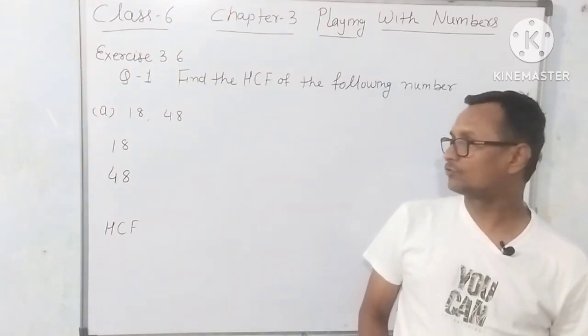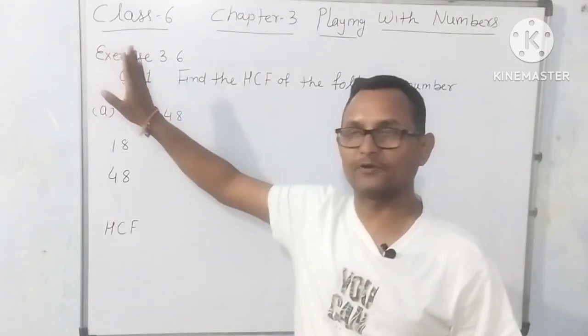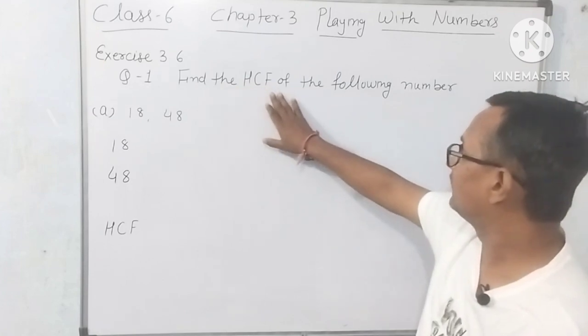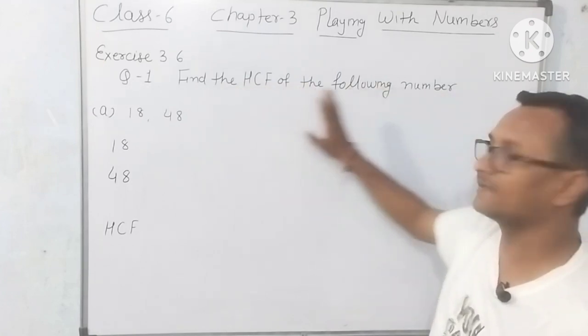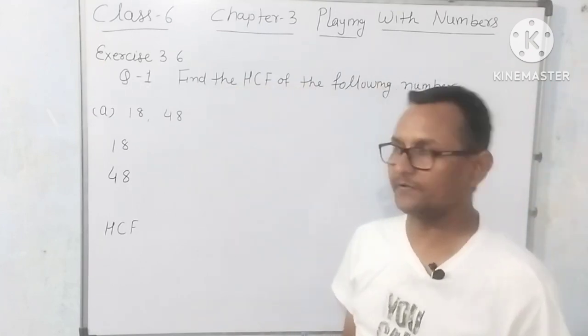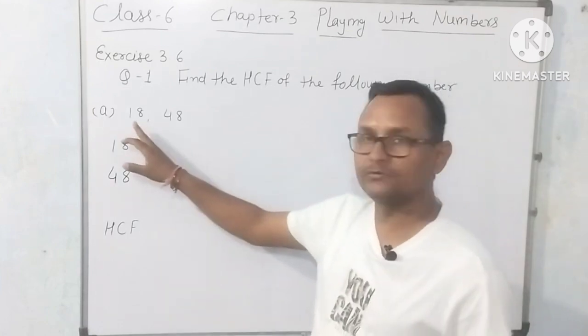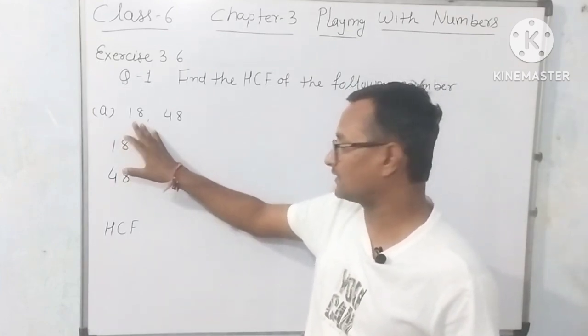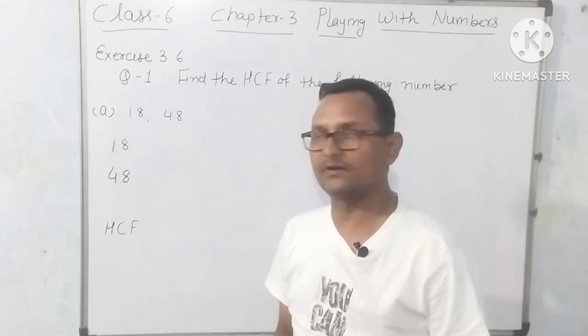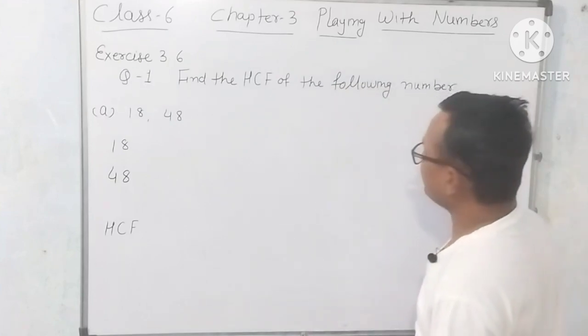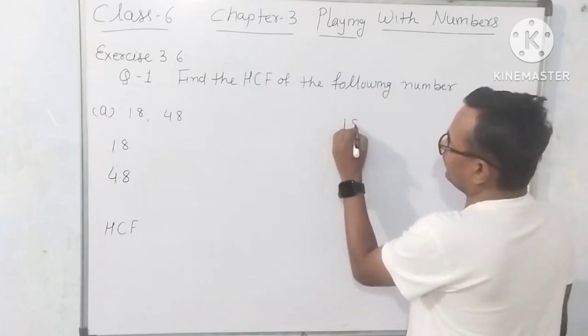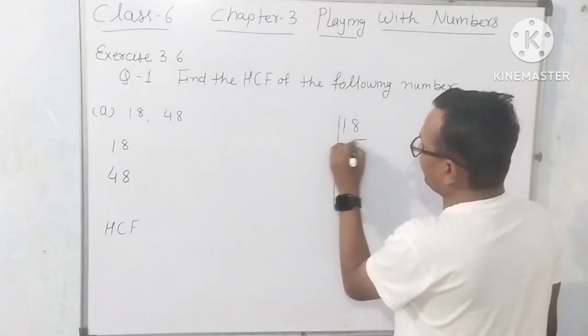Hello friends, now we'll do question number 1 from exercise 3.6. Find the HCF of the following numbers. HCF means highest common factor. So we have to do the prime factorization of these numbers, then find the highest common factor. First we have to do the prime factorization of 18.